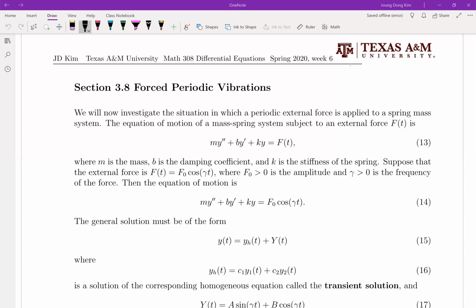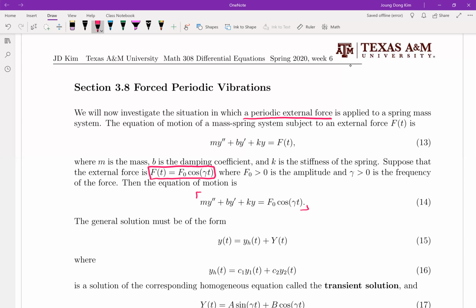For this study, we're going to restrict the external force term to a periodic external force. For that purpose, we're going to take capital F(t) as F0 cosine gamma t. F0 is the amplitude of your external force, and gamma is the frequency. We assume both F0 and gamma are positive. Then we have my double prime plus by prime plus ky is equal to F0 cosine gamma t.